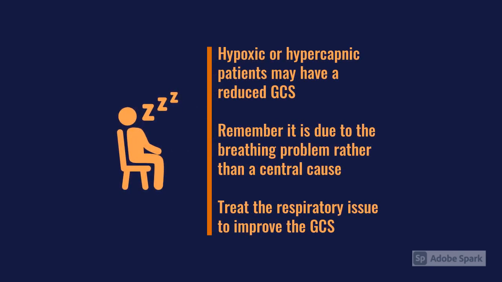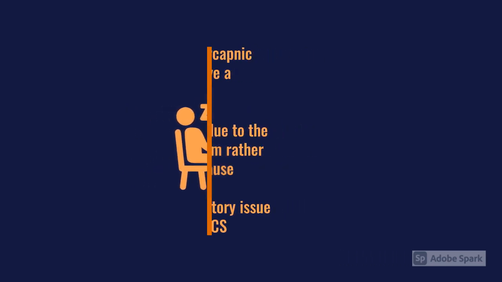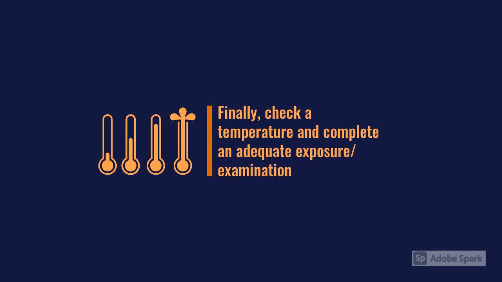Moving on to disability, how do you assess disability and what are the relevant areas within breathlessness, Matt? If the patient's hypoxic, they might have a slightly reduced GCS. And equally, if they're hypercapnic, so they're slightly CO2 narcosed, they can have reduced GCS as well. But really, it's due to the breathing problem. So that's the thing you want to treat rather than considering anything central in the brain. And then finally, make sure you're checking a temperature as well and exposing the patient adequately.